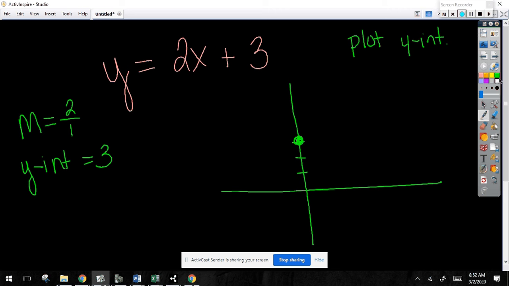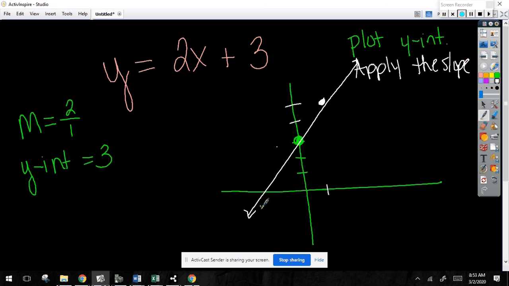From that point, I am going to apply the slope. What was my slope again? 2 over 1. So I need to go up 2, over 1, from that point I just put on the graph. How many points do I need to graph a line? 2. Connect them.